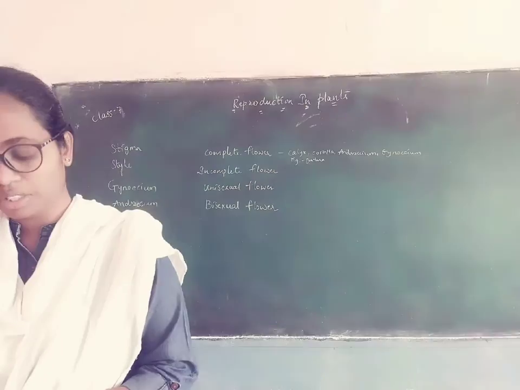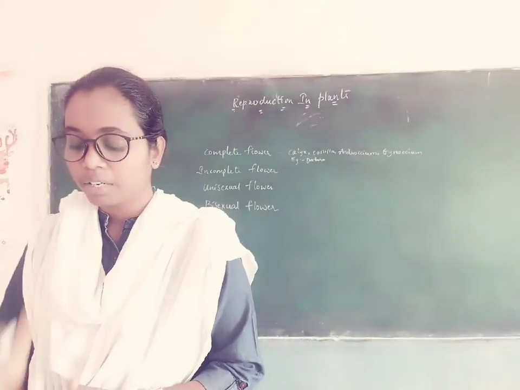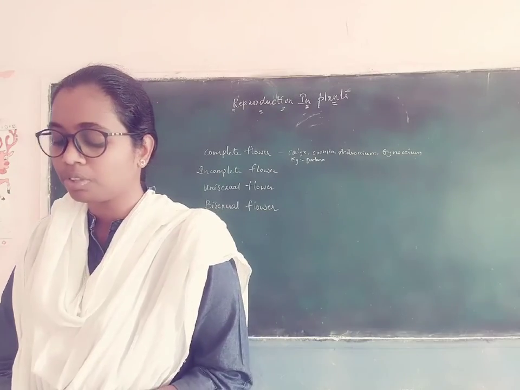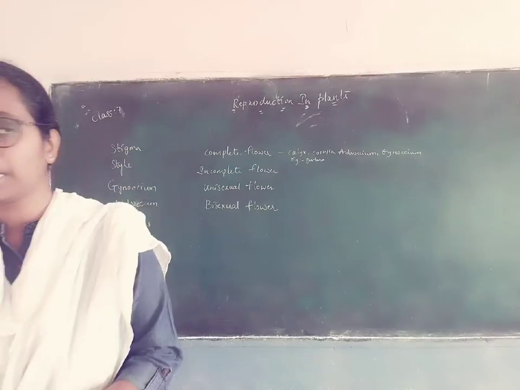Okay, next one is about incomplete flower. A flower in which any of these 4 rows is missing is an incomplete flower.